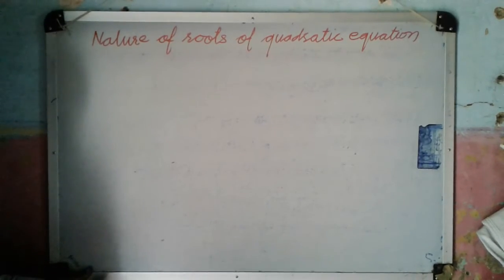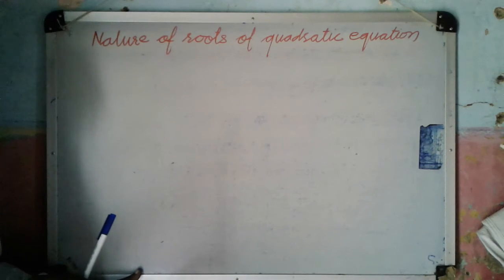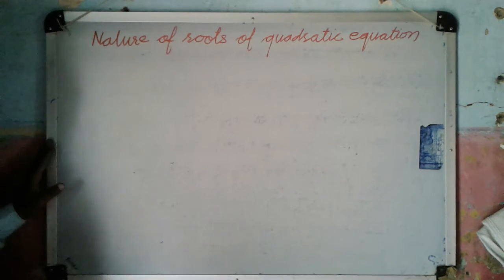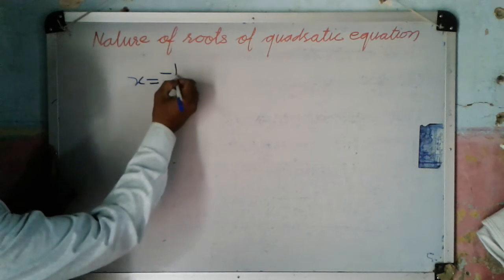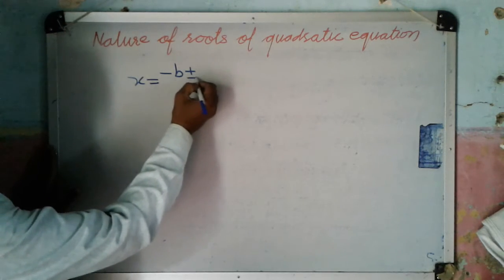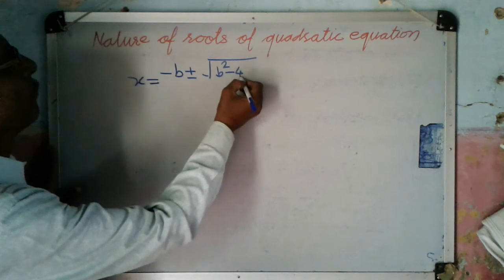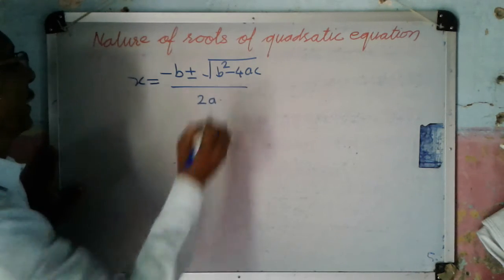Now we see the nature of roots of quadratic equation. That means whether the roots are real numbers or whether the roots are not real numbers or whether the roots are equal and real numbers. So you know the formula to find the roots, that is x is equal to minus b plus or minus under root b square minus 4ac upon 2a.